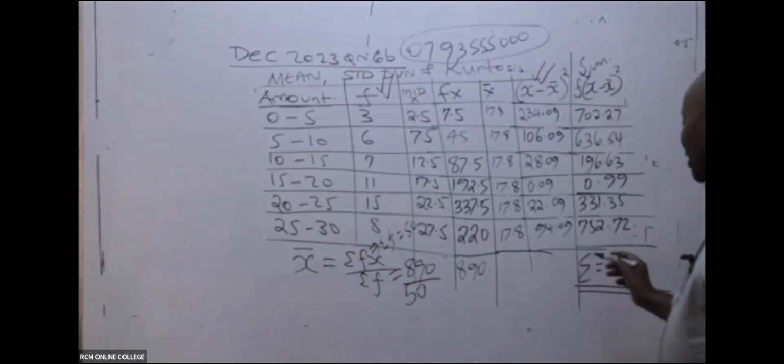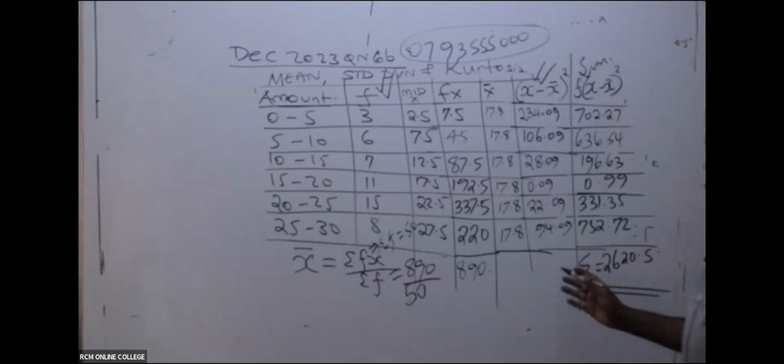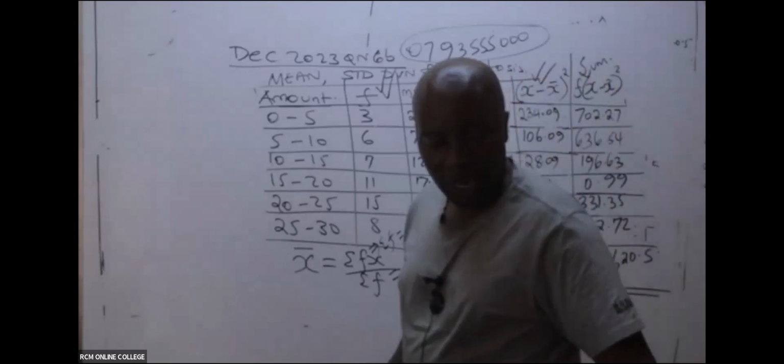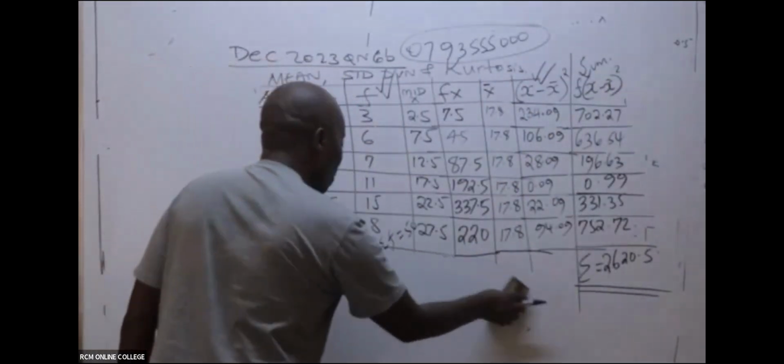2620.5. Can somebody confirm this total? Sharon has confirmed it, 2620.5. It is after this that we'll be able to come here and give you the standard deviation formula.